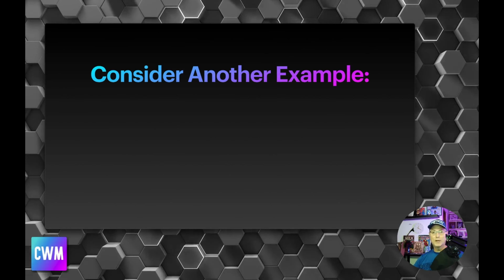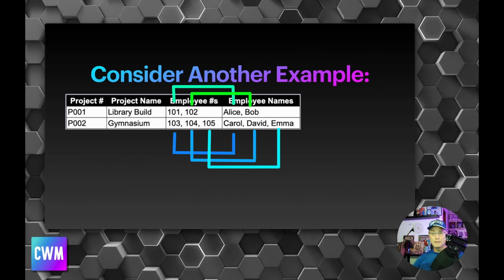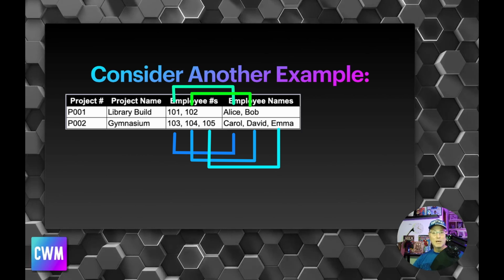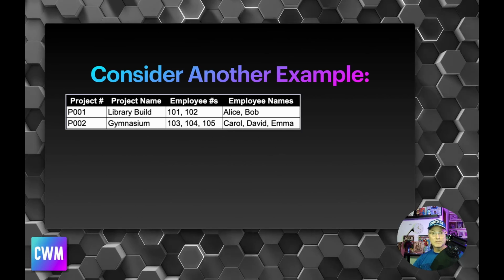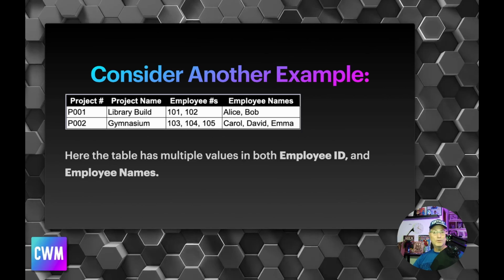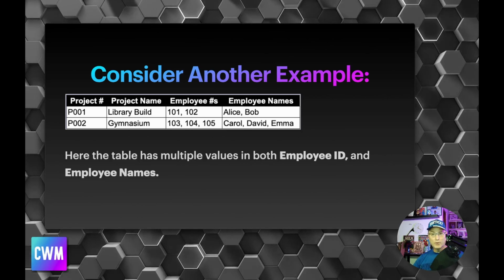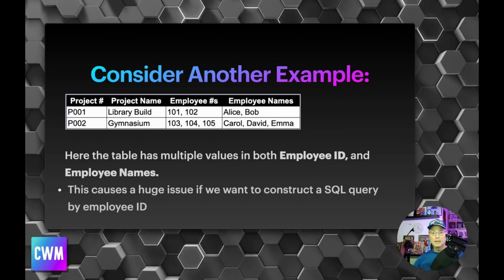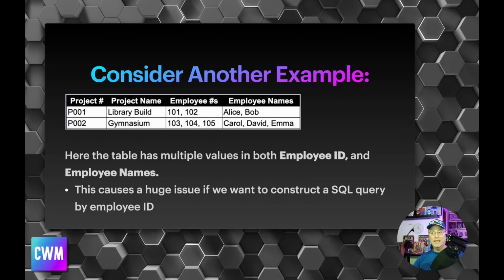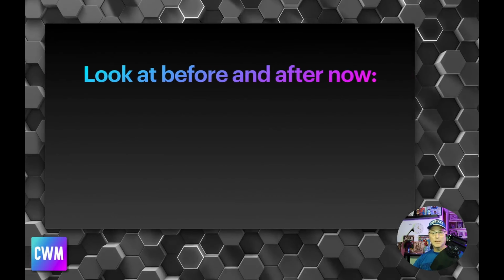Let's consider another example. The table presented has multiple employee IDs and multiple employee names associated with two different projects. This causes issues if we want to write a query by the employee ID. How do we ever query by employee ID in this format? Well, you simply can't. Let's normalize the data tables and look again.